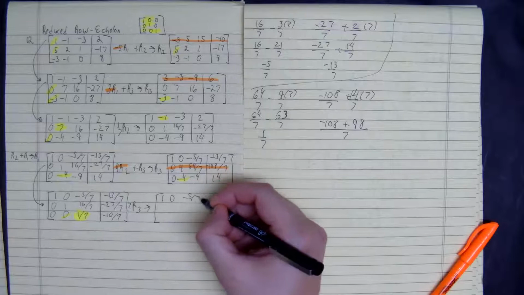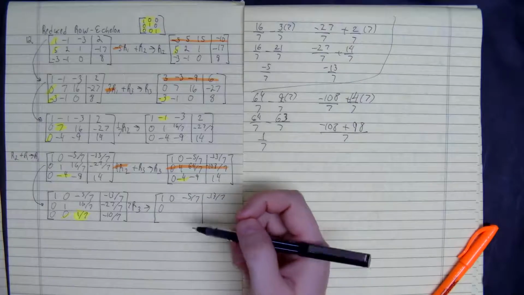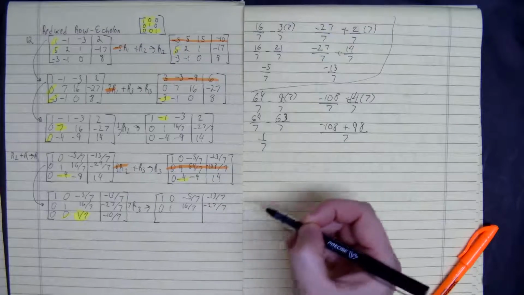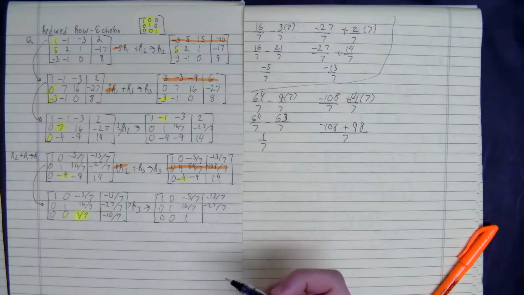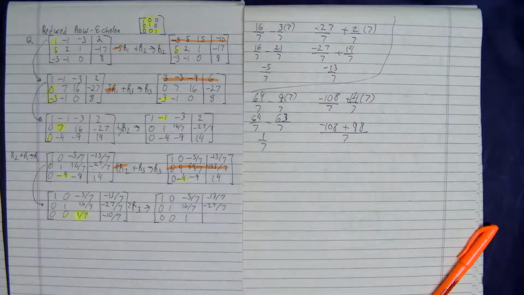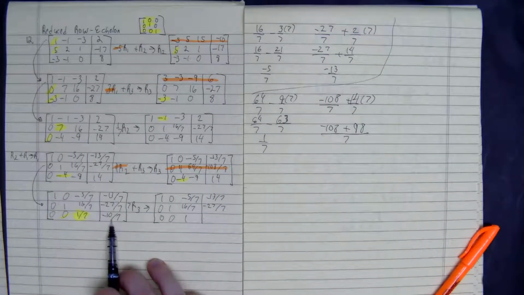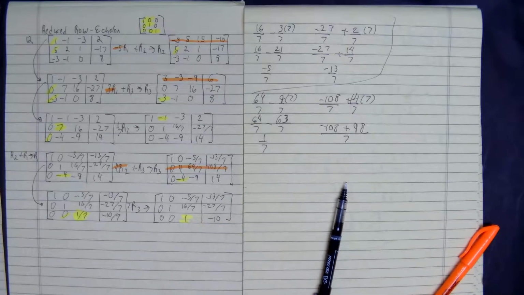1, 0, negative 5 sevenths, negative 13 sevenths, 0, 1, 16 sevenths, negative 27 sevenths, 0, 0, and the 1 sevenths becomes a 1. Good, so we made that into a 1, just like what we wanted, and here, negative 10 sevenths multiplied by 7 just becomes negative 10. Looks good to me. So we found our first solution, now we just need to find 2 more.